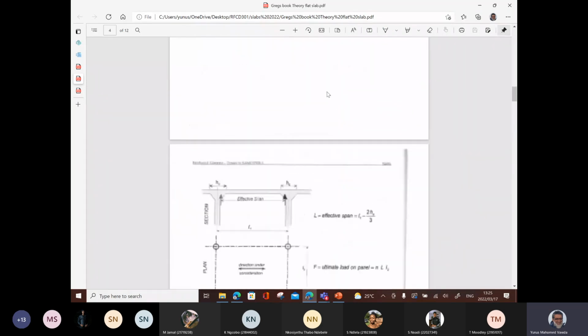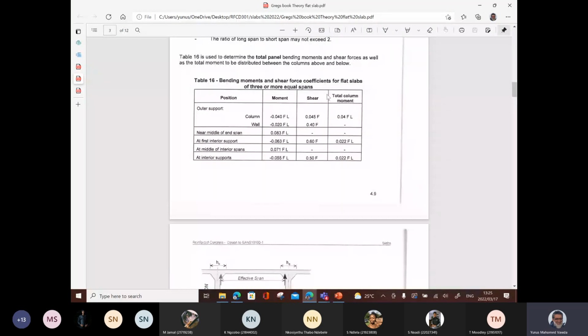Oops, there we go. Right, so there's page 4.9. Table 16 is used to determine the total bending moments and shear force. All right, it's not per meter, it is total, so please be careful. So we've got the outer support, we've got a wall, right? In our case, the outer support is a wall, not a column. 220, yeah, load-bearing walls.